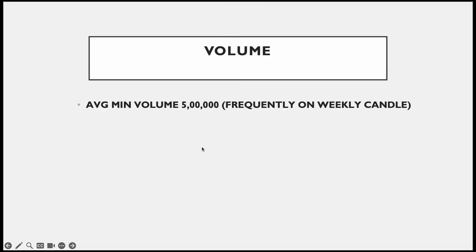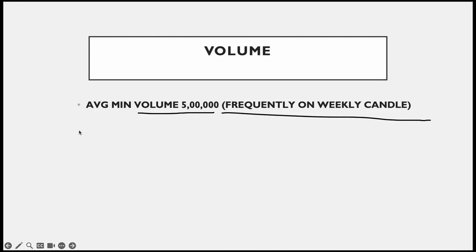Next is volume, because volume is also important when you are selecting stocks, because if you don't have good volume in the stocks, entering and exiting can be very costly because slippage can be higher. So I look for a minimum average volume of 5 lakhs frequently on the weekly candle. Okay, not on daily, on the weekly candle.